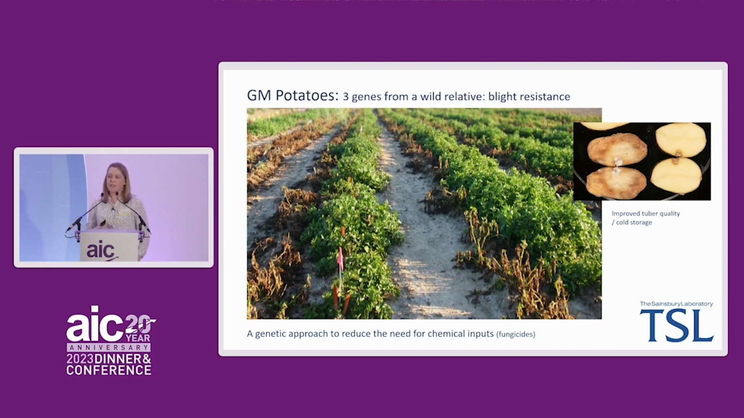So I hope this gives you a good example of where we can use genetic solutions to reduce our need for chemical inputs. This technology is not being used in the UK, but it is being used in the States and other parts of the world where they've embraced the technology.